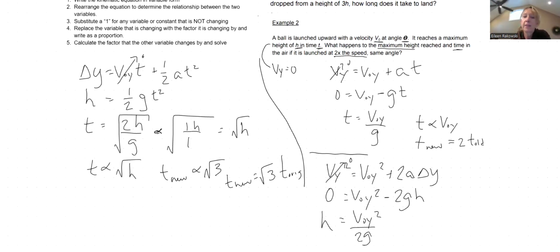Step 3 is to substitute in a 1 for any constant or variable that's not changing. So if I substitute in a 1 for the 2, a 1 for the g, I get h is proportional to v initial y squared. And the new v is twice the old v. So replace the variable that is changing with the factor it is changing by and write as a proportion. h is proportional to 2 squared. So h new is 4 h old. And there you have it.